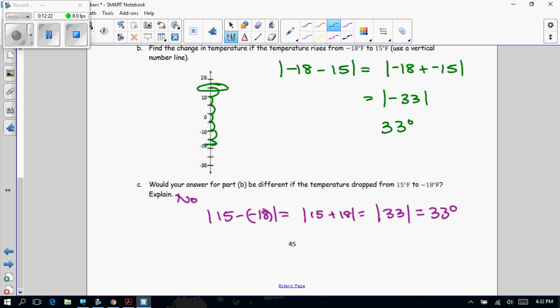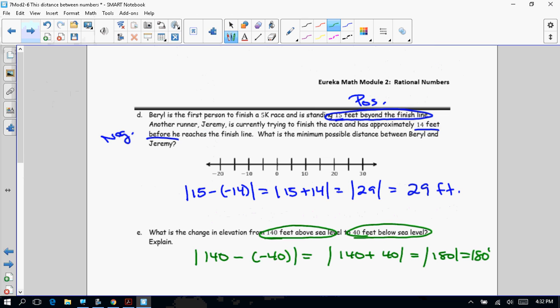All right, next page. We have our 2 racers. One finishes 15 feet beyond the finish line and looks back and realizes Jeremy is 14 feet behind the line. How much further ahead, right? What was the distance between them? So when I figured it out, it was 29 feet. Again, if you have the same answer, great. If not, pause and fix your answers.